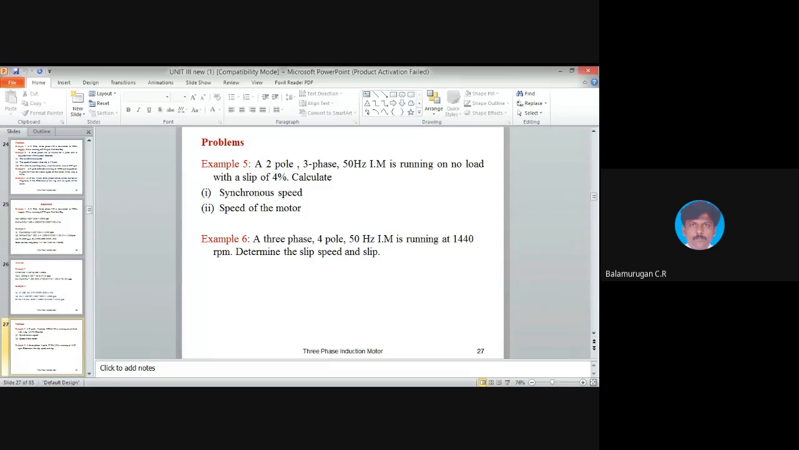So what is the answer you are getting? You solve this equation, then you will get the value. What is the value for phi y? Phi y is equal to phi m, you can directly substitute.